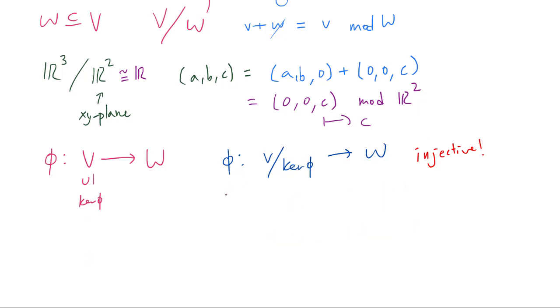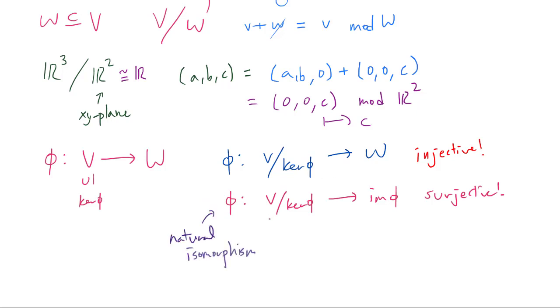And in addition to that, if we make one more modification by changing the codomain of phi, instead of W, to be image of the original map phi, then we see that this map is now surjective as well. So that we now have a natural isomorphism. So this is a natural isomorphism from V mod kernel of phi to image of phi.